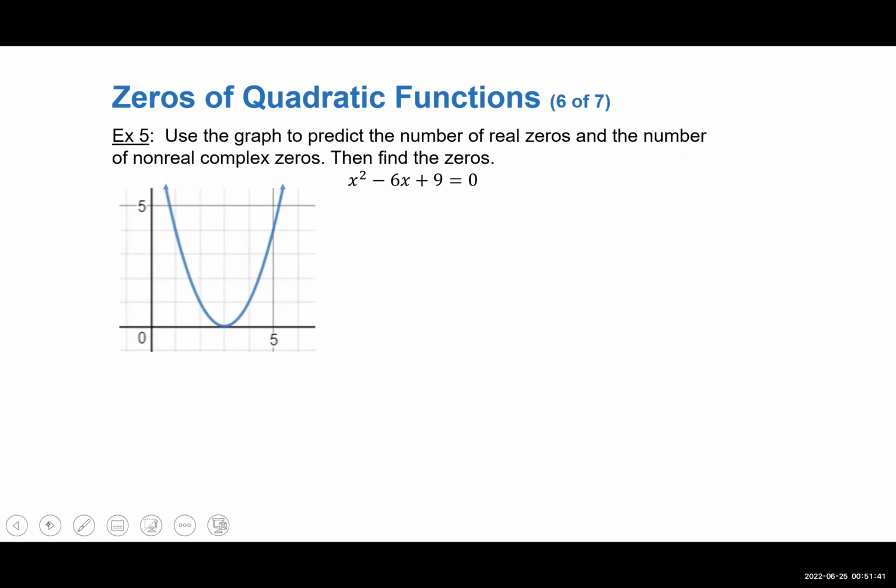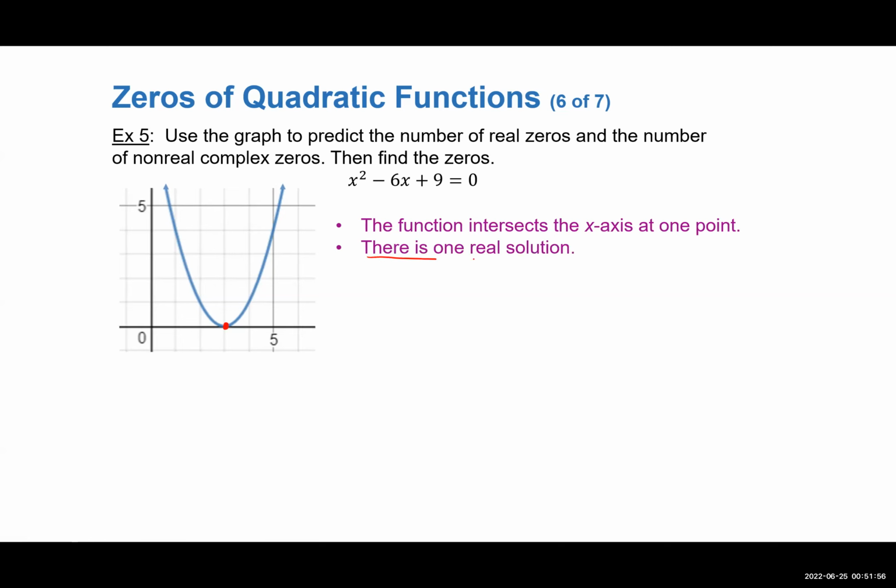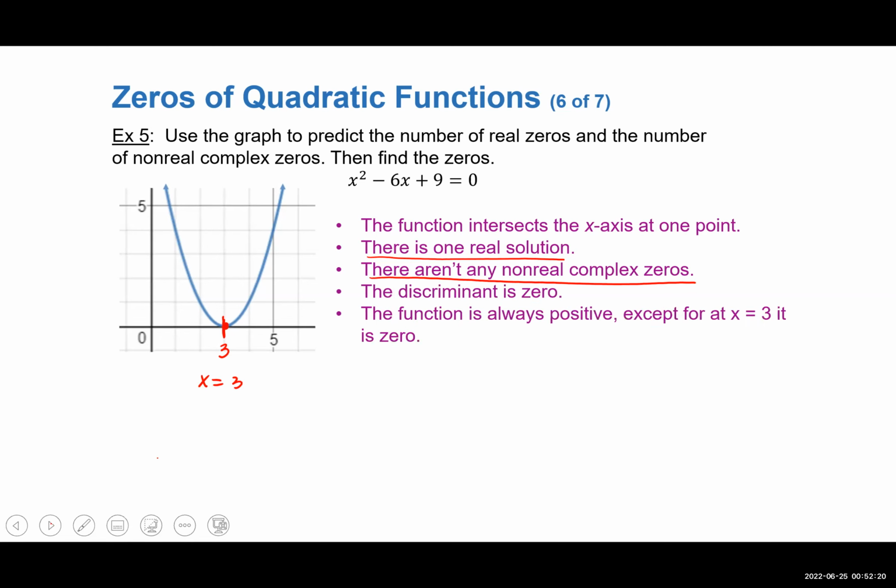We're gonna do this again. So we're gonna predict it. Looks like it touches the y equals 0 one time. So there's one real answer, and maybe there's one complex answer, or maybe there's just one real answer. Let's check it out and see. So there is one real solution, and we see that because it touches. And because it touches at 3, we know x equals 3 is the solution. There are no non-real complex zeros. So if it has real zeros, then it doesn't have any complex zeros. So there's only one number that will solve this, and it's x equals 3.